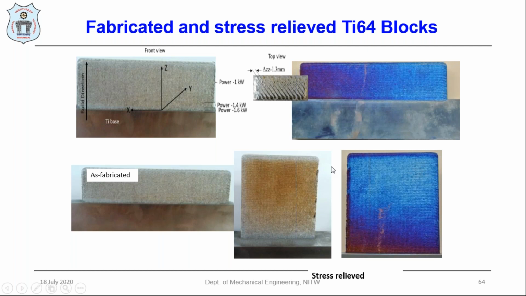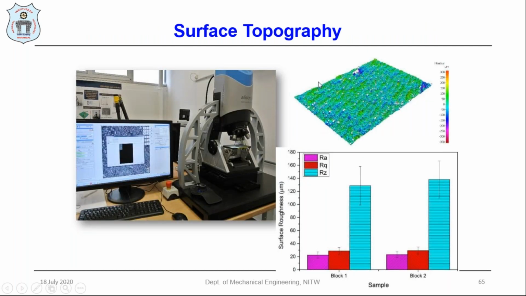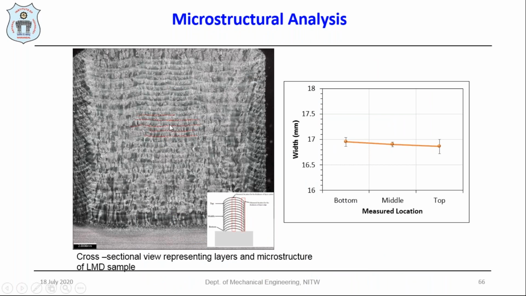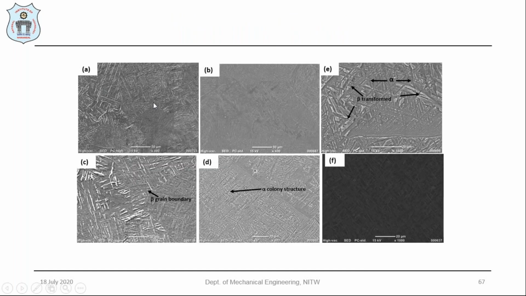The surface is oxidized, and we did some surface roughness analysis. The fabricated components definitely have a higher surface roughness, about 20 microns. This is how the surface profile looks in the fabricated components. These are the successive layers, with diffusion between them. We also reveal how the microstructure forms. The columnar microstructure keeps growing along the building direction in the fabricated components.